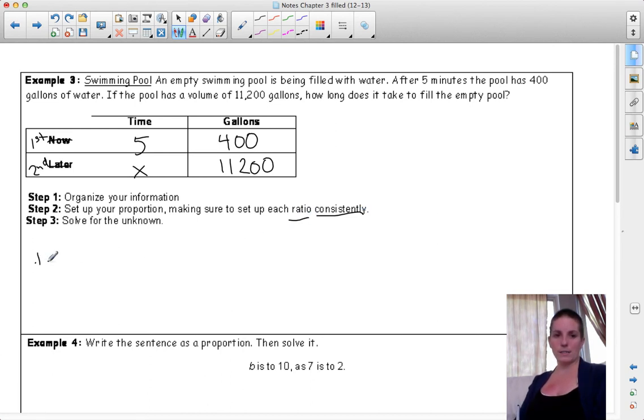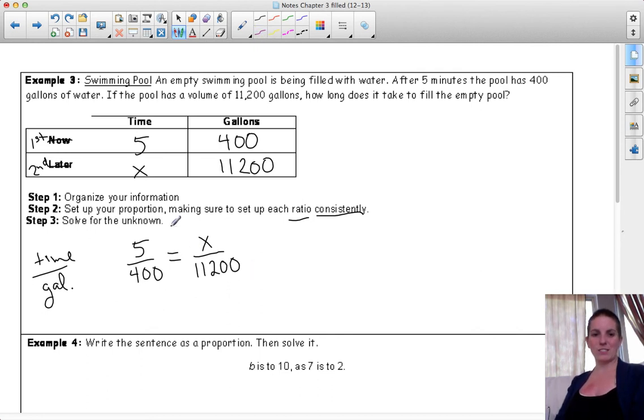So if I do time over gallons, I would have 5 compared to 400 is equal to, I would love to know how long it's going to take, over 11,200 gallons. Once I have my proportion, then I can solve it. Notice that we have just one single x so that we can do this problem the quick and easy way. So that's my write a proportion step.